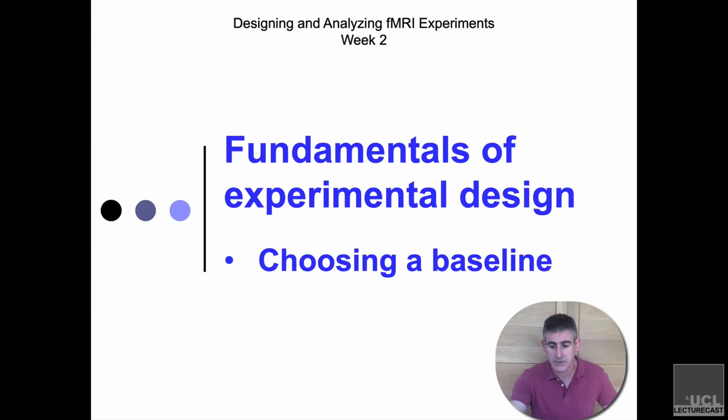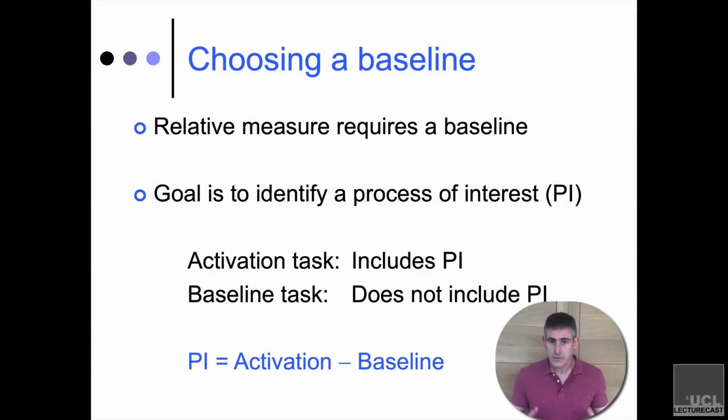Those are the relative changes that we're interested in, which means that we always need to be comparing what we're interested in, our task, to something. And that something is normally referred to as a baseline. Typically, the goal is to identify some sort of neural correlates for a process of interest. So you have an activation task that's causing you to do something that you're interested in, and you compare that to a baseline task that doesn't have the person doing that thing, right? The way you do this is just by a simple subtraction. You take the activation task, you subtract out the baseline, and the difference should include your process of interest. That's the basic subtraction logic that's used in a lot of fMRI.